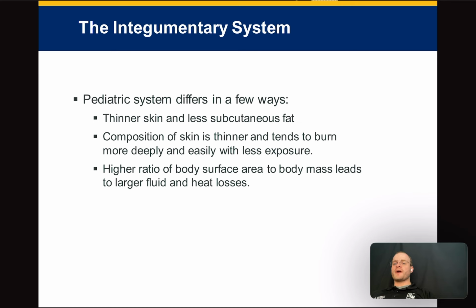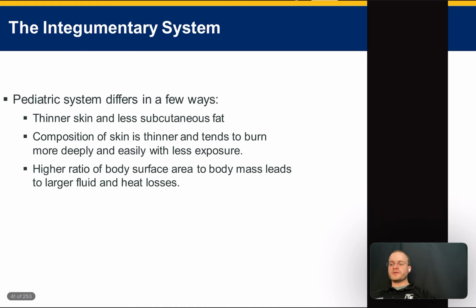Their higher ratio of body surface area to body mass leads to larger fluid loss and heat losses. This is one of the reasons we have the pediatric rule of nines, okay? Because they have a different body surface area in general, one. And then two, the resuscitation for a child when you start talking about IV fluids and stuff is different compared to an adult. We resuscitate them more aggressively with fluid.